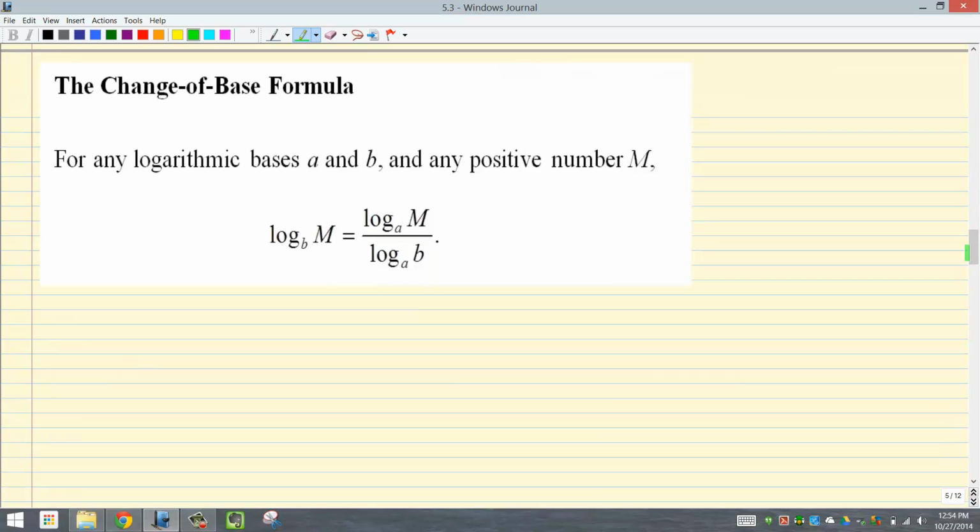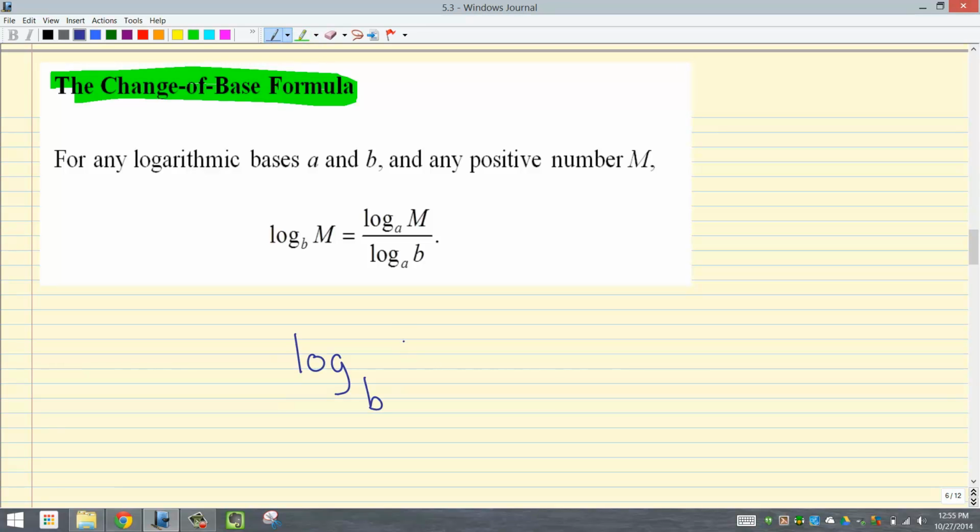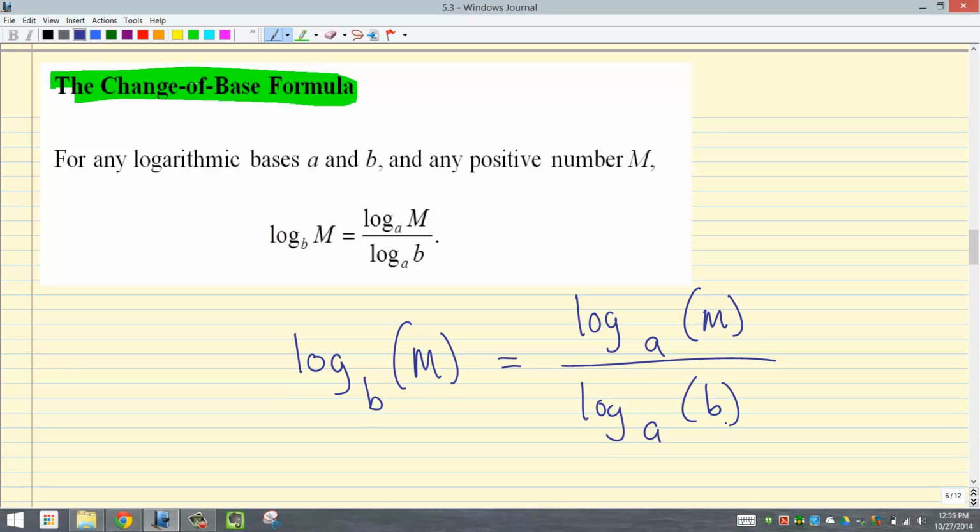But let's say you're given a problem that is not base 10 and it's not base e. How do you solve it using your calculator? This is called the change of base formula. And what the change of base formula allows you to do is take any log of any base and convert it into a log that you can use on your calculator, preferably log base 10. So this is the way it works. Log base b of m equals log base a of m, where a is the log that your calculator can do, divided by log base a of b. So m goes on top, and the base goes on the bottom.